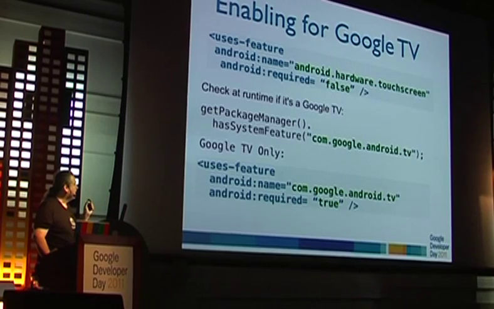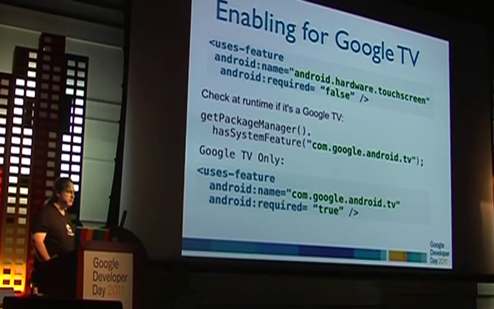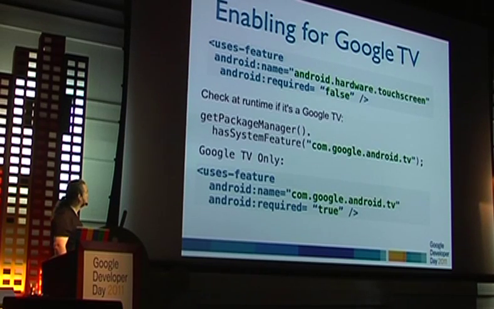And finally, getting ready for market. All you need to do is say android.hardware.touchscreen is false. That will make it appear in the Google TV market, assuming you're not requesting any features that aren't available on the TV. If you want to check, if you're running on Google TV, getPackageManager().hasSystemFeature("com.google.android.tv"), and you can also, of course, check for those features that you don't want to have on, if it's on a TV.